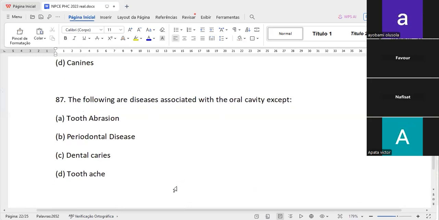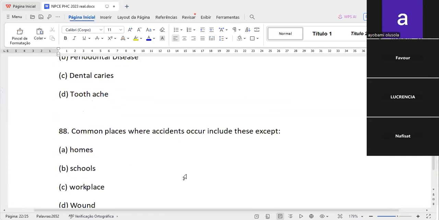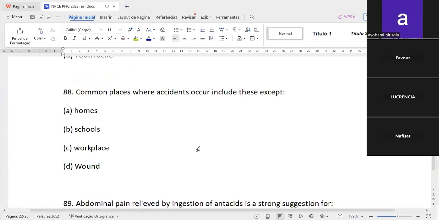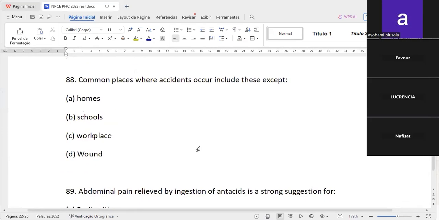The following are diseases associated with the oral cavity except toothache. Toothache is a symptom, not a disease. If you have toothache, something must be the cause. It could be dental caries, it could be tooth abrasion, it could be periodontal disease. So toothache is a symptom, just like headache. Headache sometimes is a symptom. There must be an underlying cause.